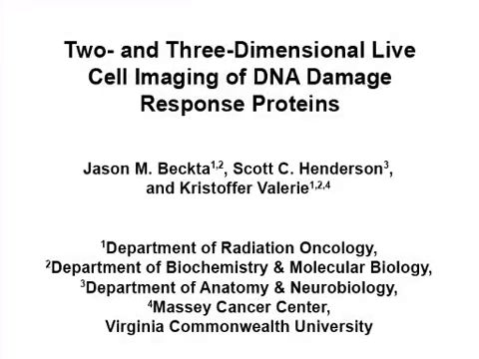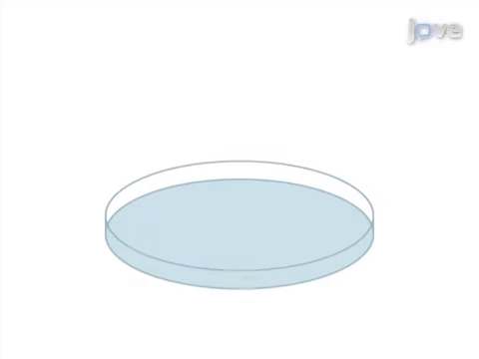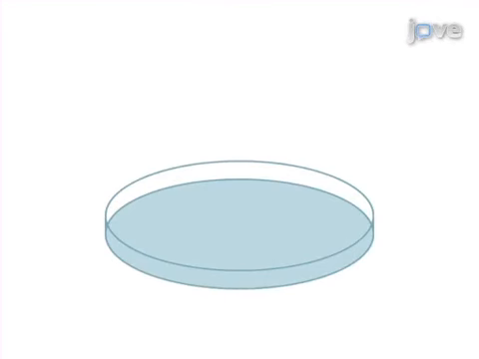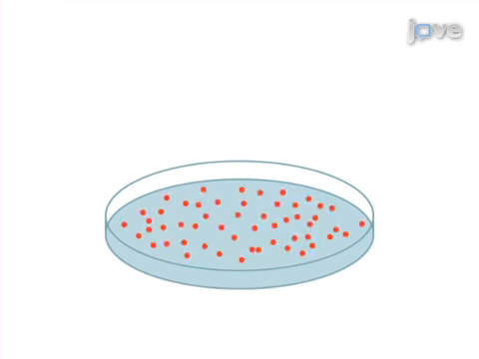This demonstration uses 2 and 3D live cell imaging to understand the spatiotemporal relationships of proteins involved in the DNA damage response. First, transfect or transduce your cell line of choice with expression constructs containing appropriate fluorescent markers, here mCherry and GFP.